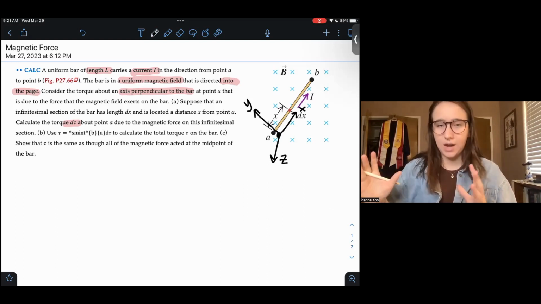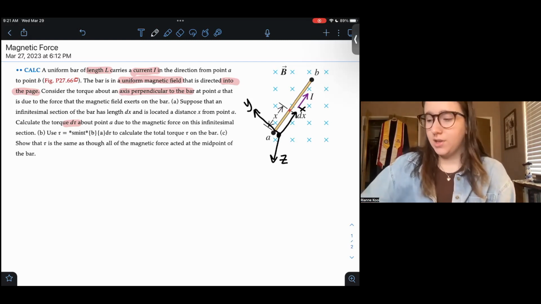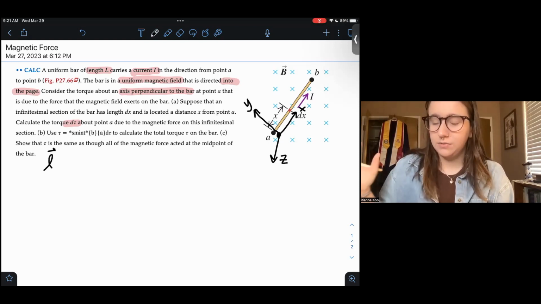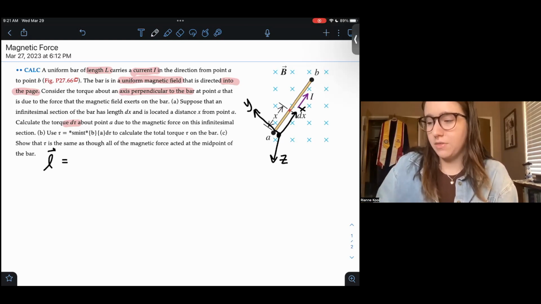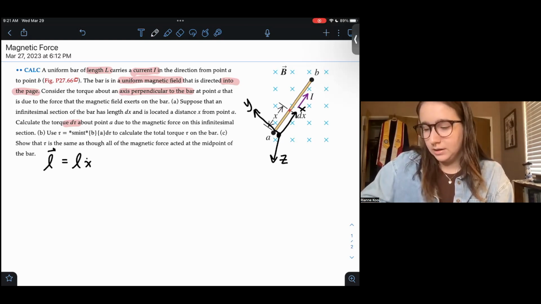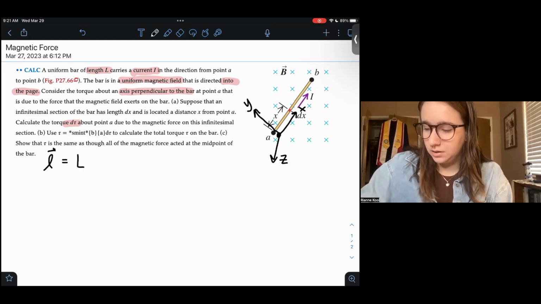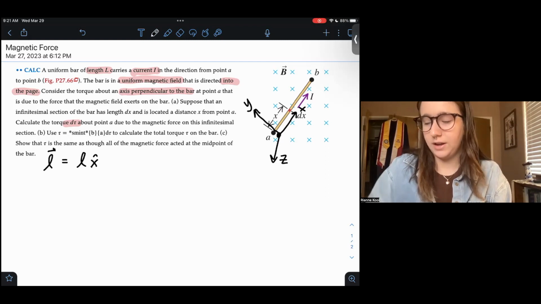So let's define what we know. We know that this bar has length L and it's a vector. This vector is pointing in the x hat direction, so I'm going to call it L x hat. Actually, we could call it big L x hat. Well, let's keep it just L x hat for now.